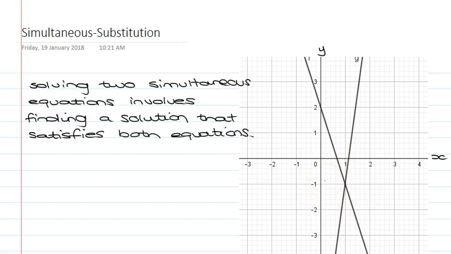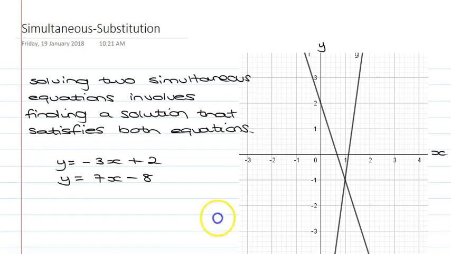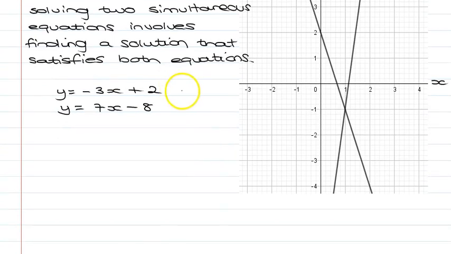So I'm going to show you how to do this via substitution. Now the substitution method is usually used when at least one of the equations has one variable as the subject. So I'll just write down an example. So I've written the example here. Let's call this one the first equation and this one the second equation.